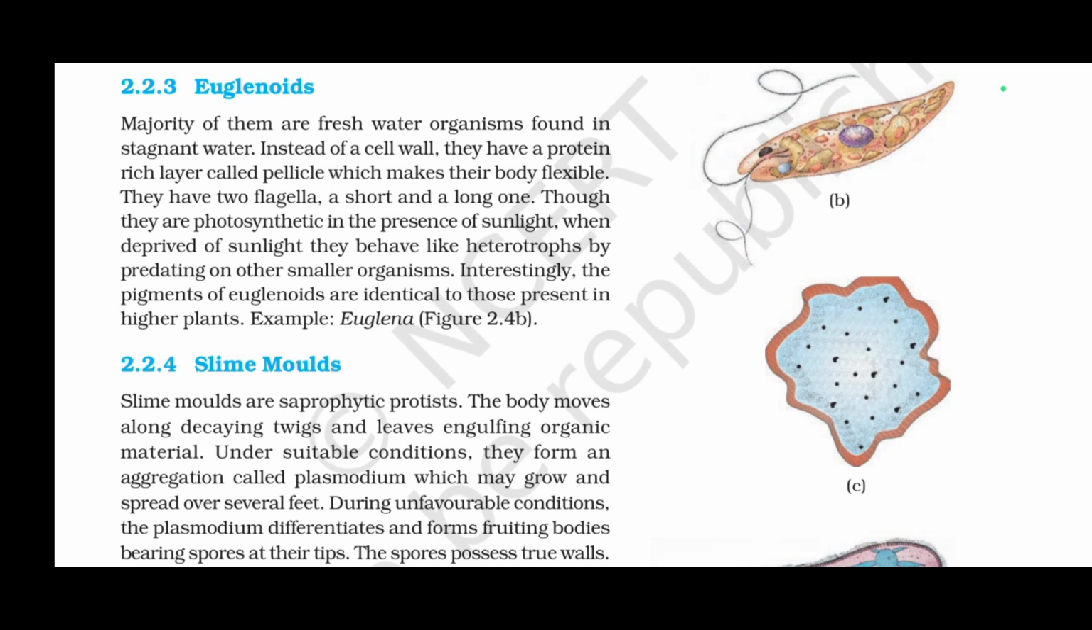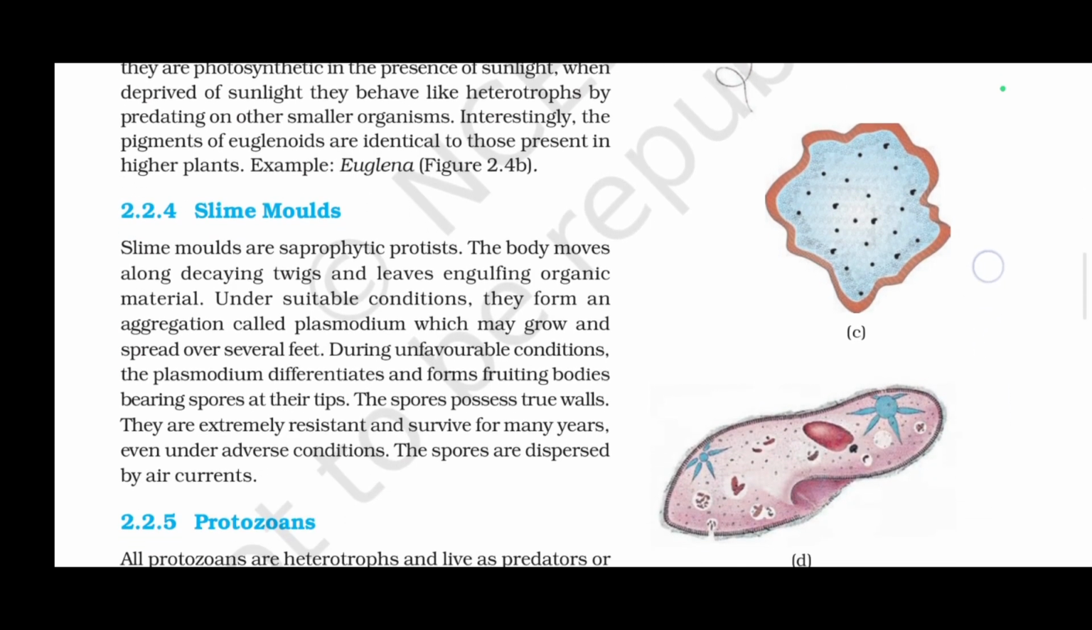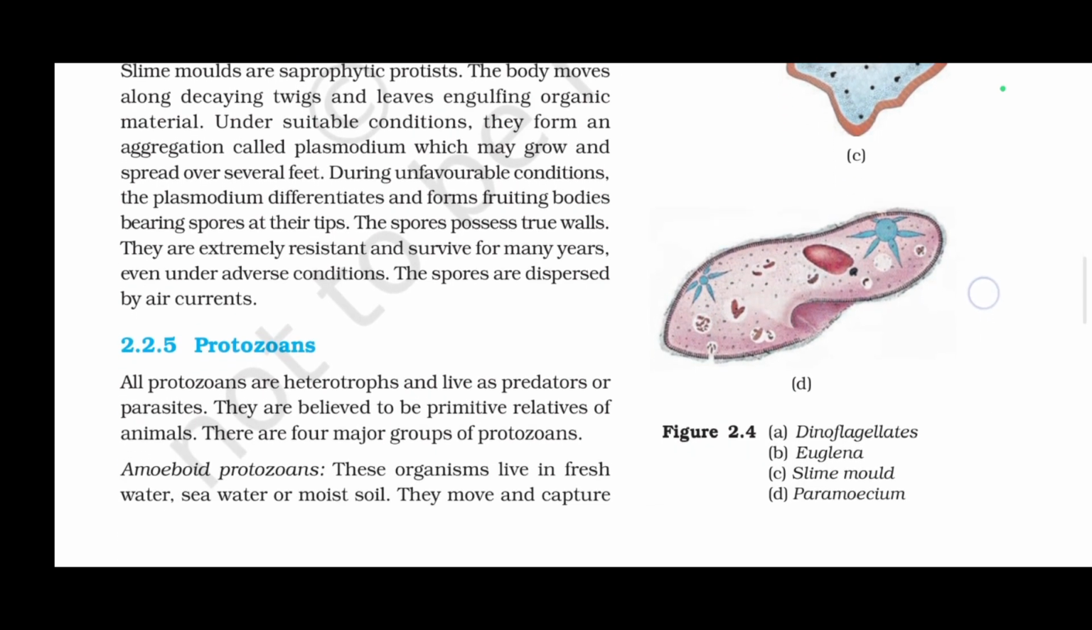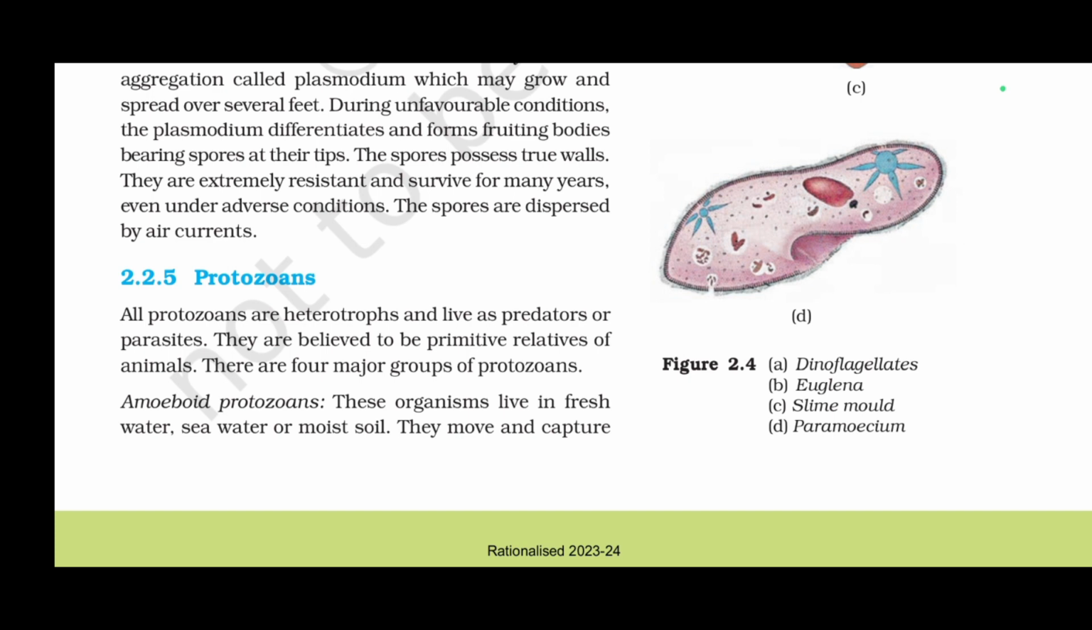Now 2.2.4, slime molds. Slime molds are saprophytic protists. The body moves along decaying twigs and leaves, engulfing organic material. Under suitable conditions, they form an aggregation called plasmodium, which may grow and spread over several feet. During unfavorable conditions, the plasmodium differentiates and forms fruiting bodies bearing spores at their tips. The spores possess true walls. They are extremely resistant and survive for many years, even under adverse conditions. The spores are dispersed by air currents.